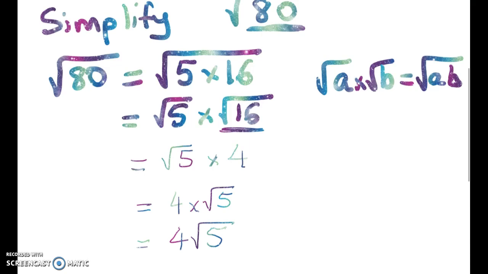So the goal here was to go from having a really big number under the surd sign to having the smallest possible number under the surd sign, multiplied by a multiple. So I'm going to do another one and then give you some to try.